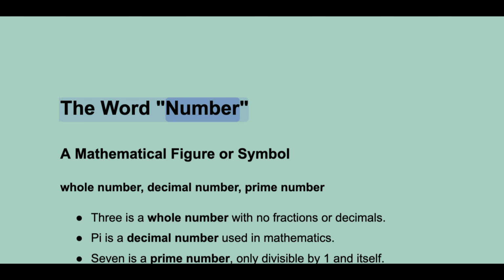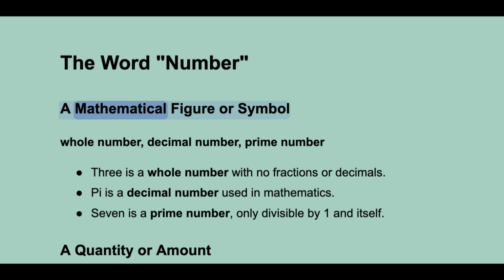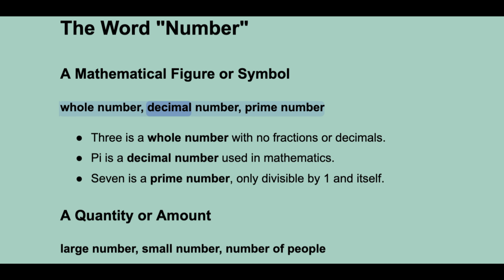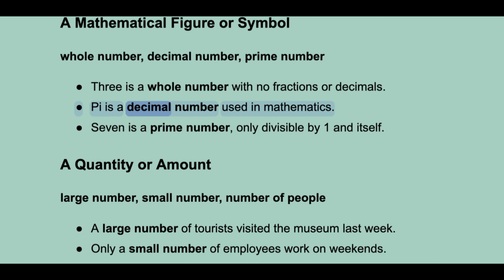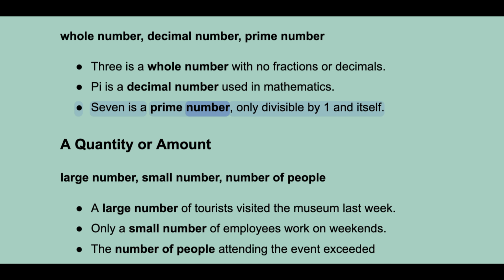The word number. A mathematical figure or symbol: whole number, decimal number, prime number. And 3 is a whole number with no fractions or decimals. And pi is a decimal number used in mathematics. 17 is a prime number, only divisible by 1 and itself.